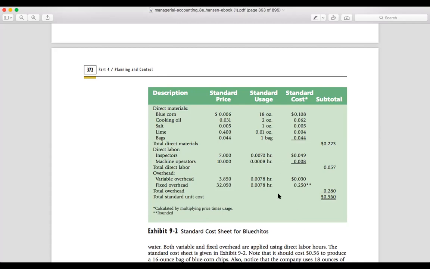Let's have a look at this one. So the standard usage for the variable and fixed overhead is tied into the direct labor. Okay, so this one variable overhead is 3.825 per direct labor hour, right? So since one bag of the corn chip will be used 0.0078 direct labor hours, the variable overhead cost assigned for the bag of the corn chip is going to be 0.030.